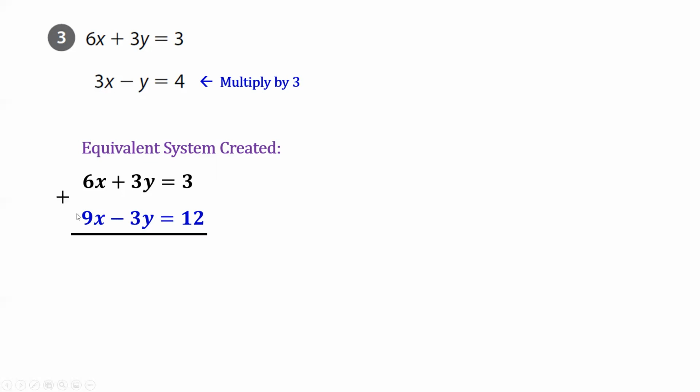I'm now going to add my equations together. 6x plus 9x gives me 15x. The y's canceled. And 3 plus 12 gives me 15. I need to solve for x, so I'm going to divide both sides by 15. And x equals 1. So I now know that my x coordinate for my point of intersection is 1.